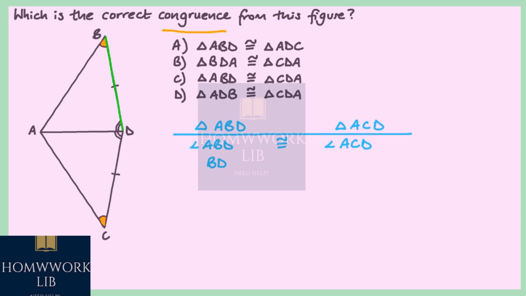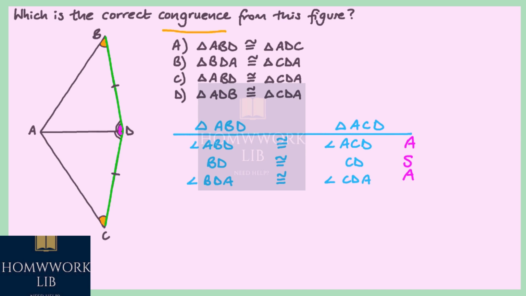In triangle ABD, we have this side BD marked as the same length as side CD in triangle ACD. We can tell this from the one marking on each of these lines. So that's a pair of congruent sides. We have another pair of congruent angles. Angle BDA is congruent with angle CDA, so that's another pair of congruent angles.